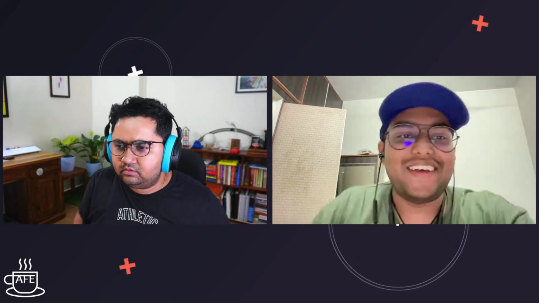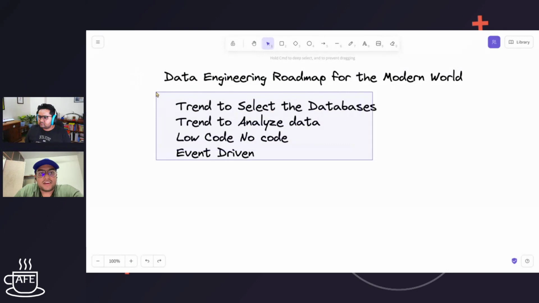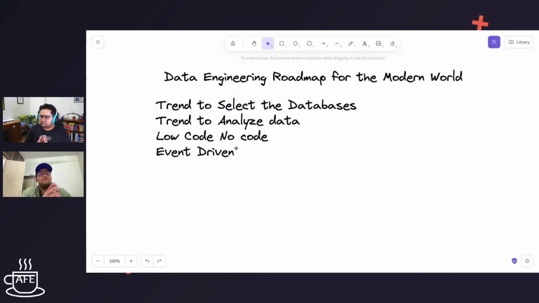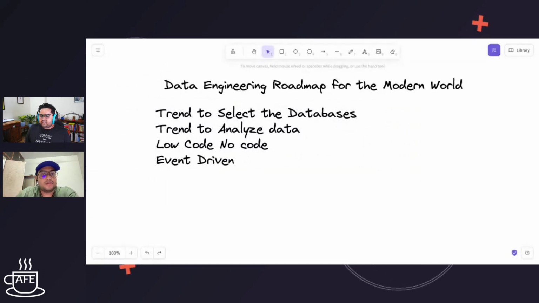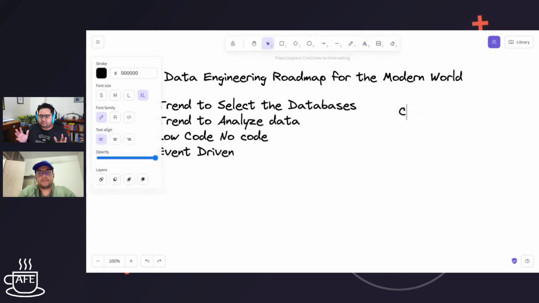All right. So the first thing is it's always about where does the team need to spend a lot of time. You just said trends to select a database, trends to analyze data, low code, no code, event driven. So where is this technology going to take us over a course of time? I think these are concepts or constructs of the same tree. Let's think of them as trunks of the tree.